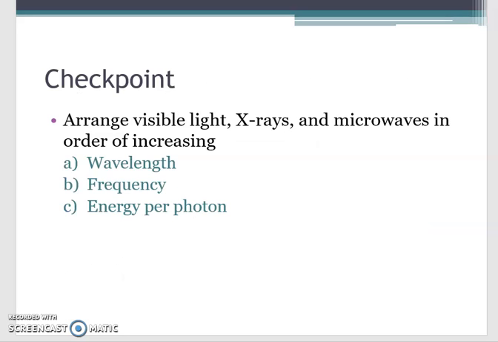So let's just check for some understanding. See if you can arrange visible light, X-rays, and microwaves in order of increasing wavelength, increasing frequency, and increasing energy per photon. If you need to pause the video for a minute to do that, go ahead and do so.